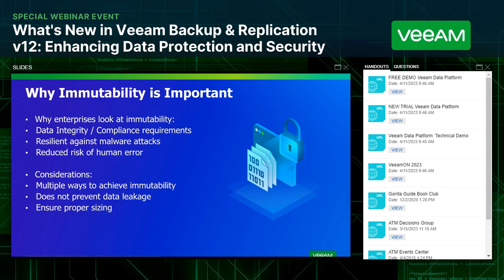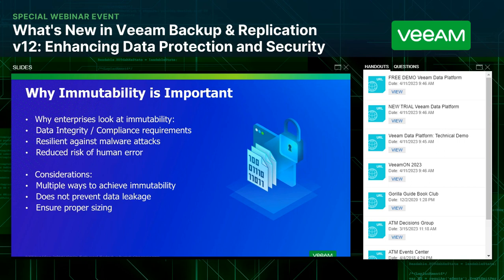And at the end of the day, we're all human. Putting it on there can reduce the risk from human error, right? We've all seen it before where someone deletes the wrong backup job, for example, right? You don't want to lose all those retention points. So having an extra safeguard in place can really make a lot of sense. But it doesn't come without some important considerations. Well, first off, there's multiple ways to achieve immutability. As I mentioned, object storage is a big one these days. Part of the reason for that is it's very easy to work with.